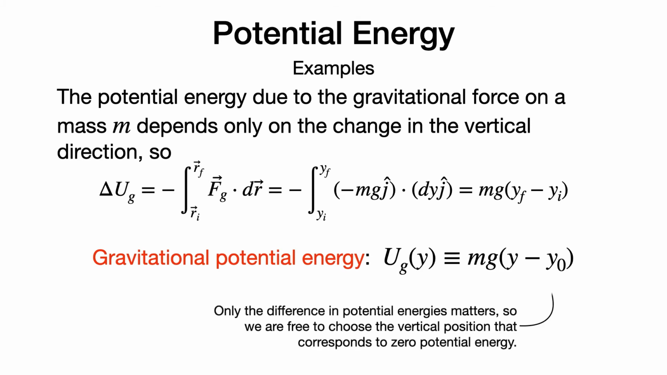Well, it turns out that only the difference in the potential energies matters. So we are free to choose the vertical position that corresponds to zero potential energy. That is, we're free to add any arbitrary constant we want to the definition of the gravitational potential energy. In this case, adding the y₀ allows us to choose the height y at which the potential energy of the particle is zero, and sometimes this can be useful in working problems.